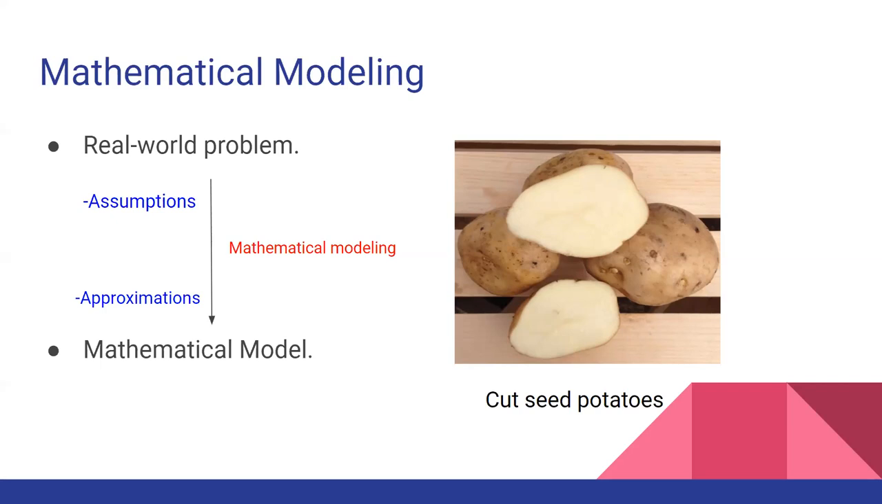By using a mathematical model, firstly, we have to make assumptions. Secondly, we have to use approximations like predictions. When we solve the mathematical model, we turn back to see the real world problem, and it is super beneficial for us to solve real world problems. Look at the red picture. It is a picture of cut seed potatoes. If the farmers cut the seed potatoes too small, you get a seed that is not viable, so the potato won't grow into a potato plant. But if you cut them too large, it will miss potentially good seed.